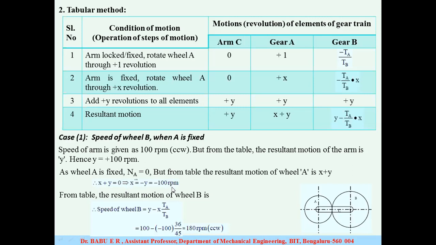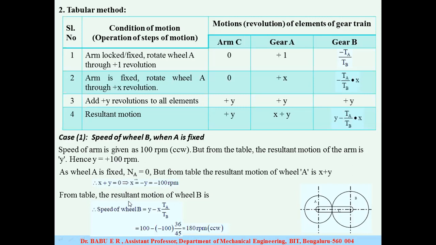So that is the first step you have to do. Based on the given data, you have to find out the values of x and y. Now we got the values of x and y. Once you get the values of x and y, you have to find out the speeds of the gears.